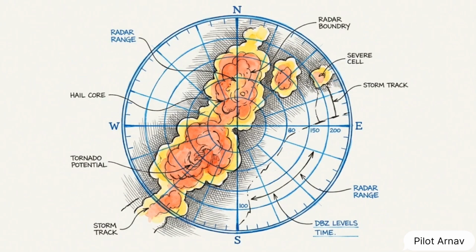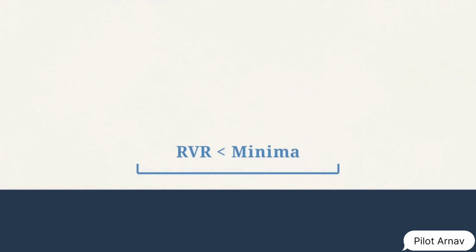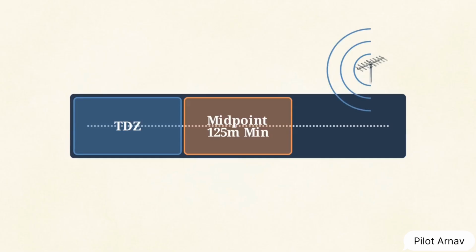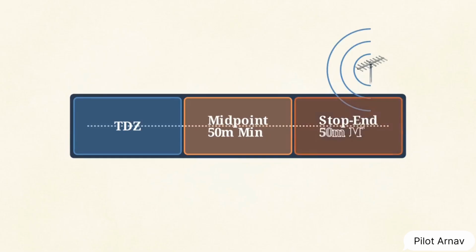The second pillar defines the mathematical boundaries of the environment. An instrument approach cannot commence if the reported runway visual range, or visibility, is below the applicable aerodrome operating minima. If reported, the touchdown zone, midpoint, and stop-end RVR values are all controlling. The midpoint minimum is typically 125 meters, though it can be reduced to 50 meters if the aircraft is equipped with stop-end guidance. The stop-end minimum is 50 meters.